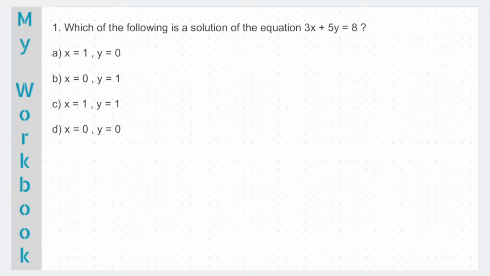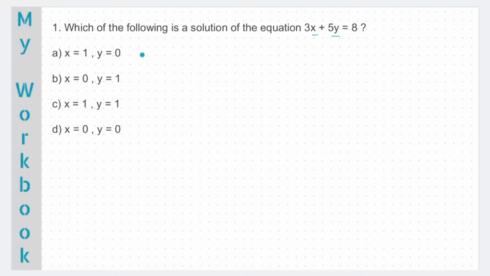Question number 1. Which of the following is a solution of the equation 3x plus 5y equal to 8? And we are given 4 different values of x and y. Now, how do we find which is the solution of this equation? We have to substitute the given values in place of x and y and see if LHS and RHS match. If LHS equal to RHS, then that value of x and y is a solution.